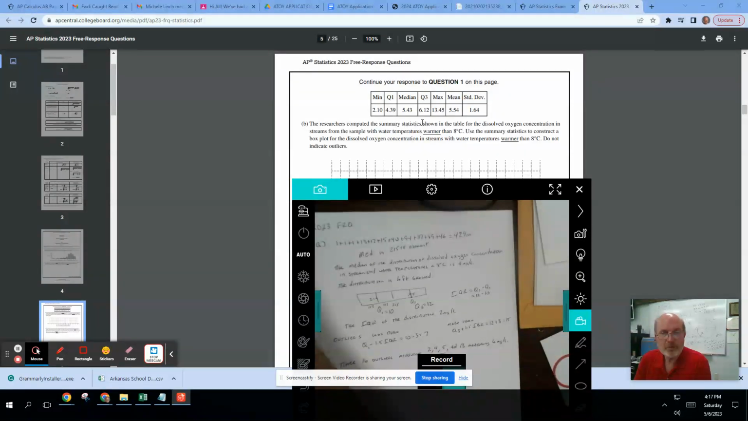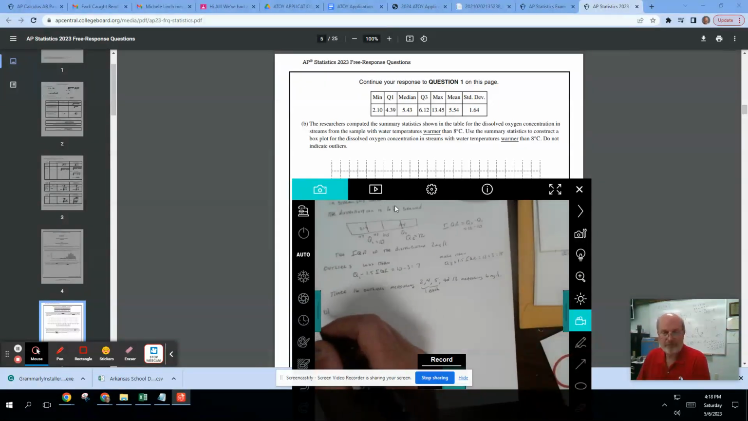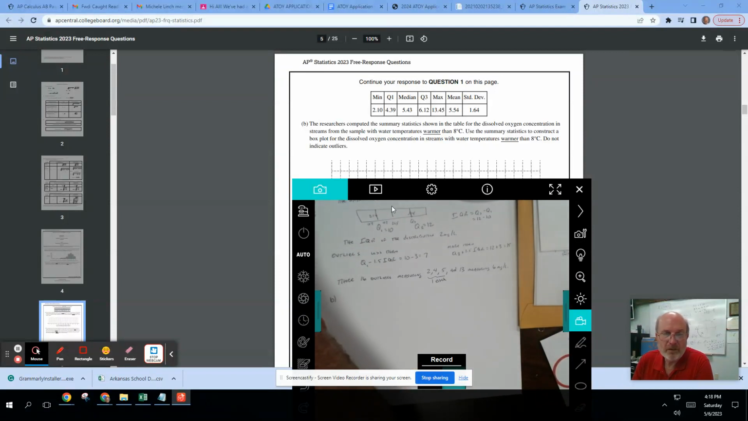The researchers computed the summary statistics shown in the table for the dissolved oxygen concentration in streams from the sample with water temperatures warmer than 8 degrees Celsius. This is not the same sample. So in this case, they gave us the min, Q1, median, Q3, and max. We all know that part to be the 5-number summary. And then they give us the mean and the standard deviation.